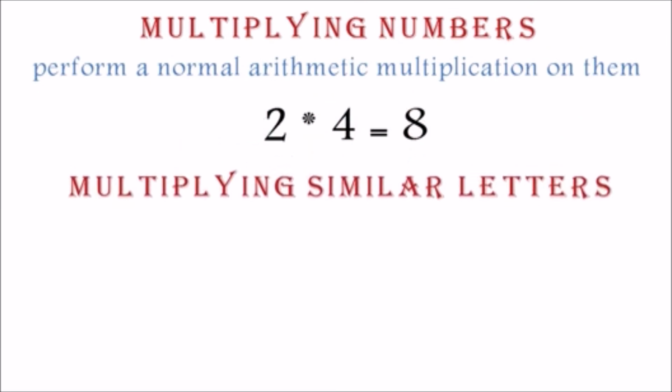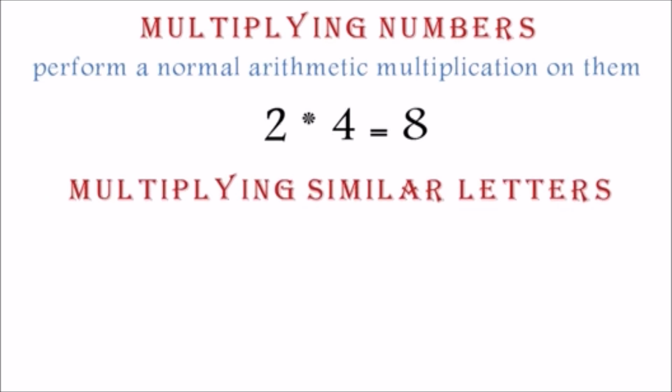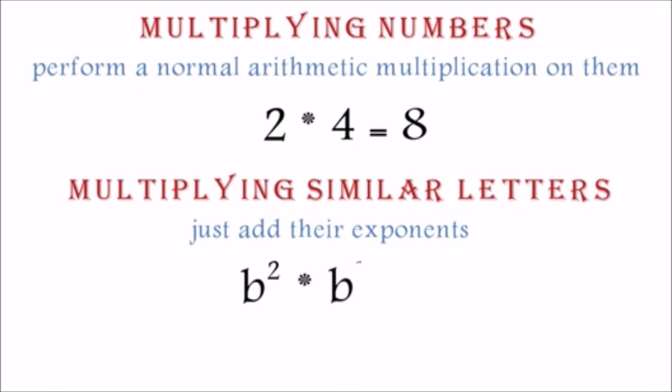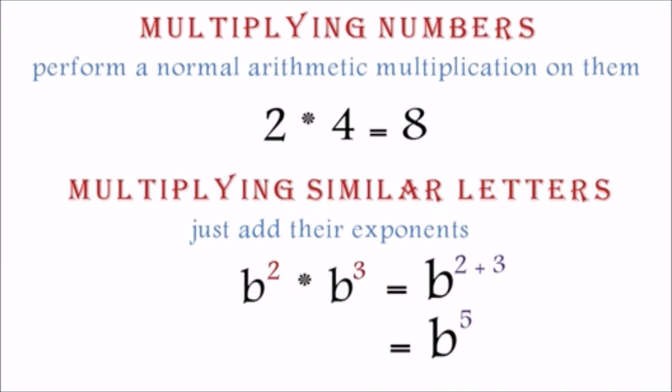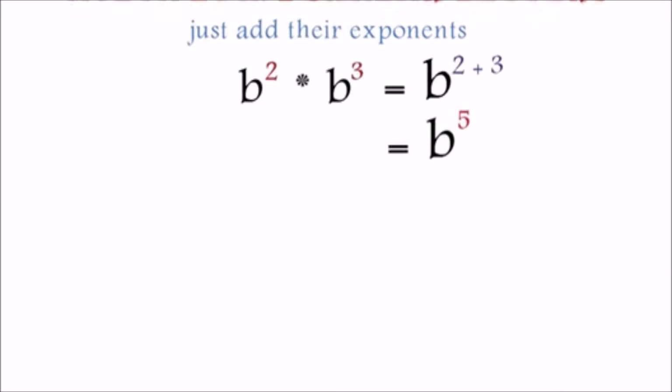2. Multiplying similar letters. The next thing is, when multiplying similar variables or letters, just add their exponents. Example, b squared times b cubed equals b exponent 2 plus 3. This is equal to b exponent 5. We just added the squared and the cubed to get b exponent 5.